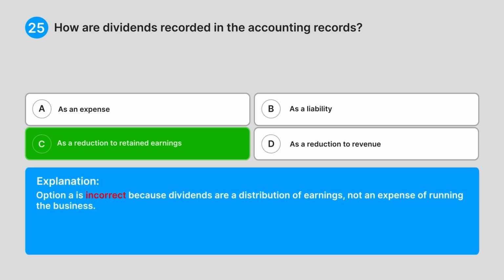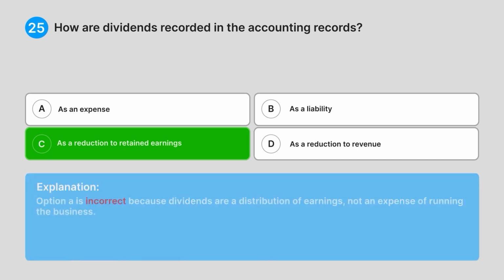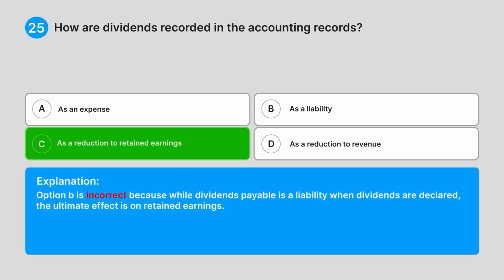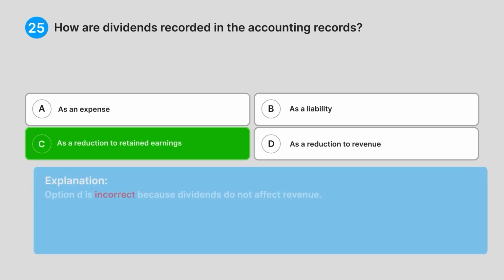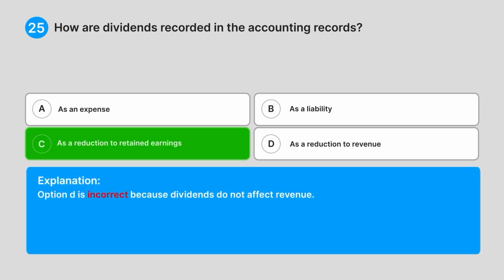Option A is incorrect because dividends are a distribution of earnings, not an expense of running the business. Option B is incorrect because while dividends payable is a liability when dividends are declared, the ultimate effect is on retained earnings. Option D is incorrect because dividends do not affect revenue.